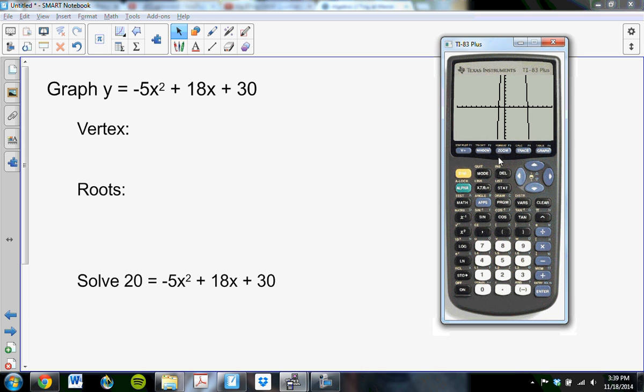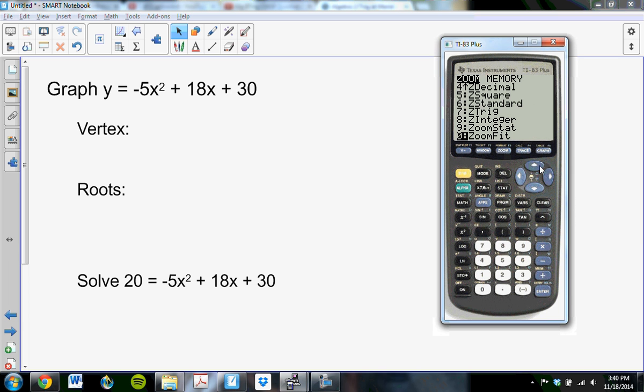Usually you can see the roots because having a window that goes from x of negative 10 to positive 10 will usually cover your roots. You can usually see those, but you can't always see the vertex, which is going to be way up here somewhere. So we need to change our window. If you do the zoom thing, where you try and zoom out over and over, that's not very ideal. Usually it gets really, really far zoomed out.